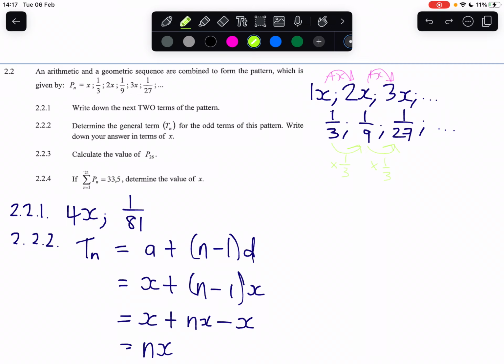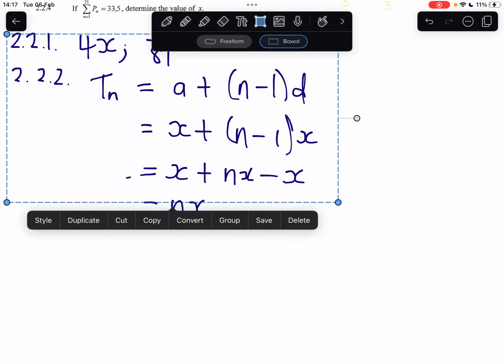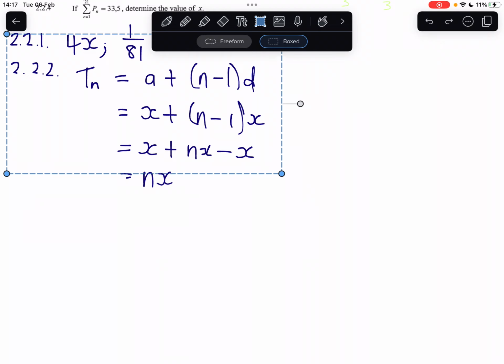Anyway, right, time to shrink stuff. I made them bigger.